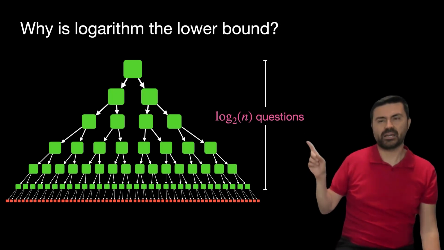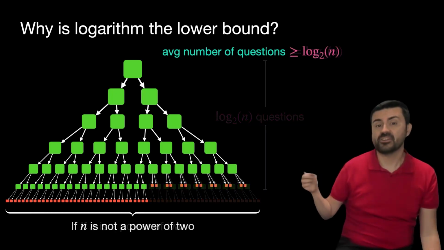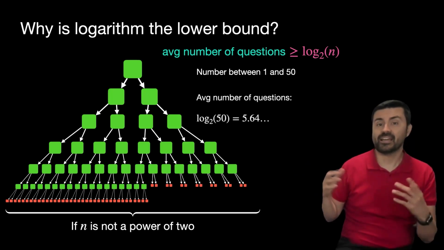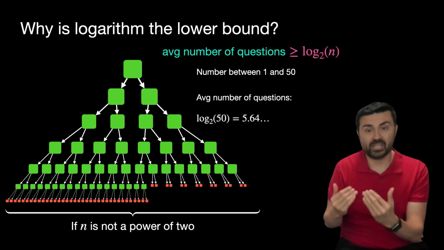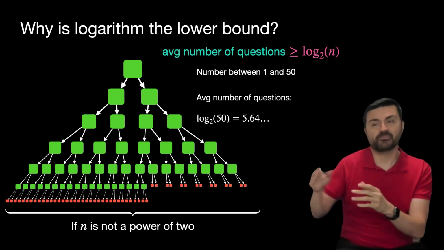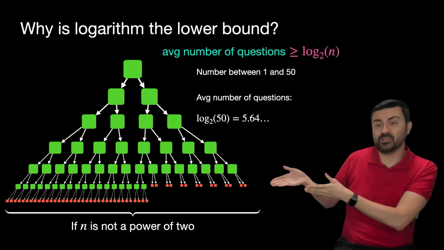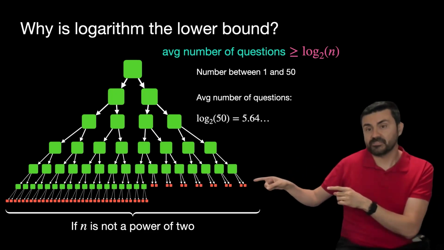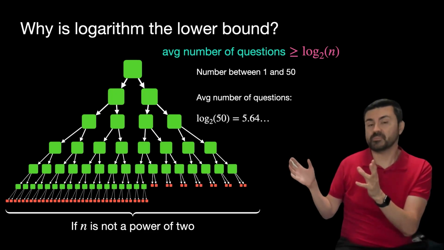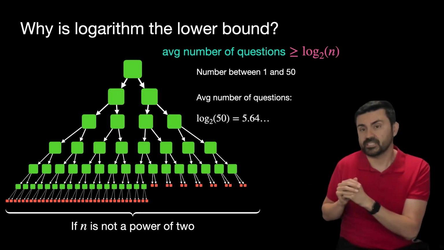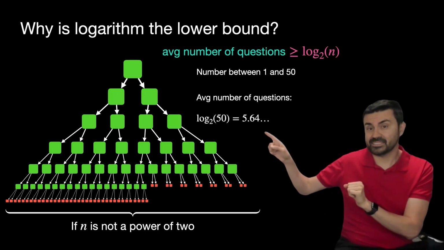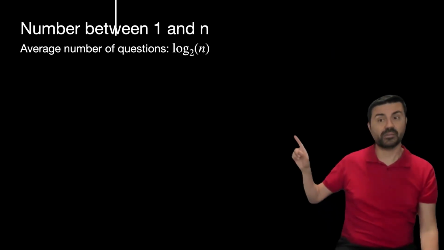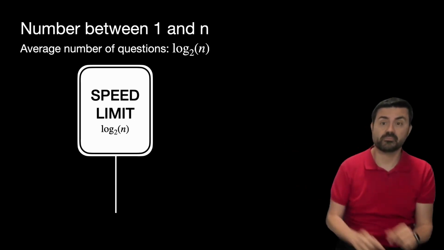Now, why am I saying it's a lower bound and not exact? Because when I have a number that is not a power of 2, for example, let's say I'm guessing a number between 1 and 50, well, the average number of questions is going to be bounded below by the logarithm base 2 of 50, which is 5.64 something, something, something, because I'm not able to build that perfect tree. I fall short over here. And so we say that the average number of questions, which sometimes is going to be 5, sometimes is going to be 6, is going to amount to some number that's bigger than or equal to the logarithm base 2 of 50. If you're curious, it's actually strictly bigger because this number is irrational and the average number of questions in this optimal case is a rational number. And so that's why I'm saying that the speed limit of information is logarithm base 2 of n.